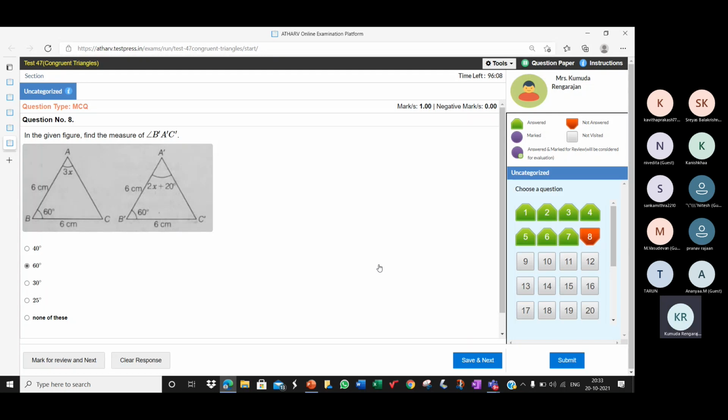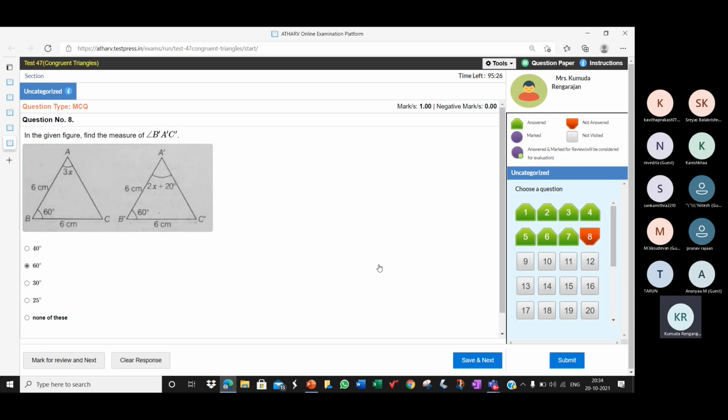Can you explain how you got that? Ma'am, actually, in this we can see that angle B is equal to 60 degrees. The same is in this triangle, A dash B dash C dash. Also must be equal to A dash, ma'am.